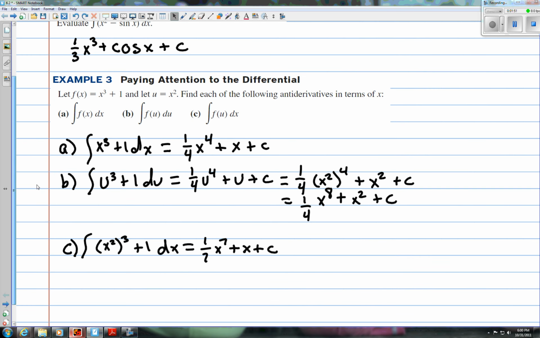In the last one, we have f of u, so we will replace the x in the function with u's. But since we are differentiating with respect to x, instead of writing u's here, we'll put x squared in right away because we have to differentiate with respect to the variable x and not u as in letter B. So this becomes x to the sixth. So the antiderivative will be 1/7 x to the seventh. The antiderivative of 1 is x, and we have plus c.